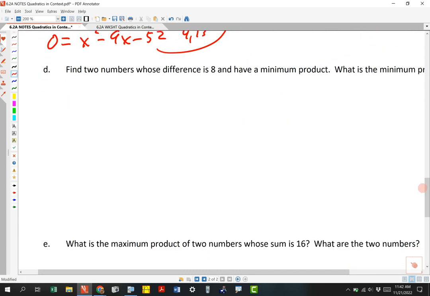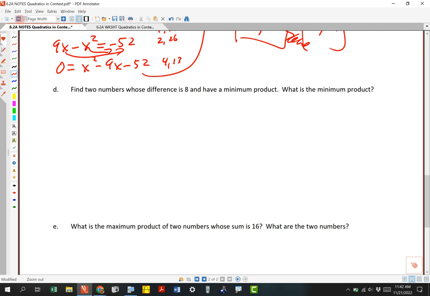Next one. Notice that we're just talking about numbers here. Over and over again, we're talking about numbers. Find two numbers whose difference is 8 that have a minimum product. What does that mean? Let's think about it. Find two numbers. Doesn't matter what the numbers are. Does it say integers? No. And the difference has to be 8.